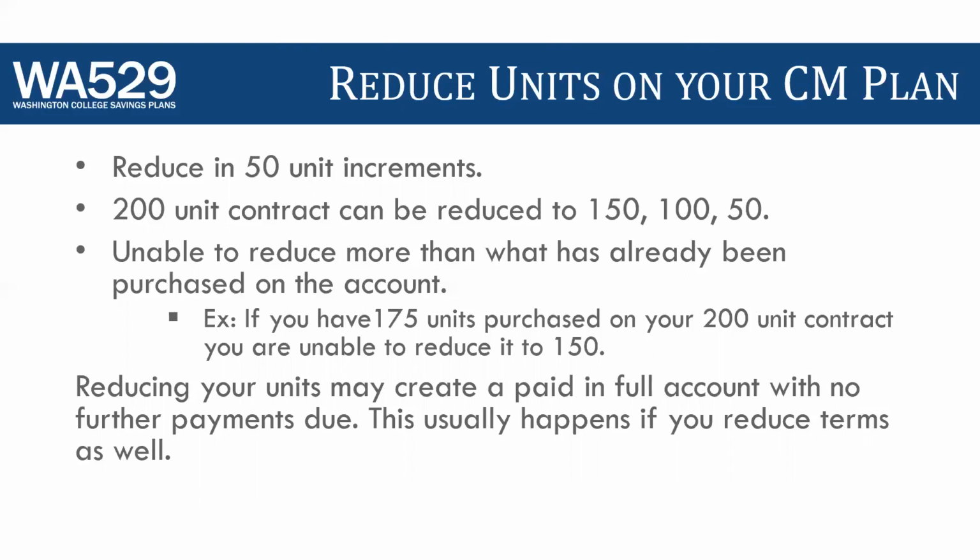You're unable to reduce more than what has already been purchased on the account. If you have a 200-unit custom monthly account, it can be reduced to 150, 100, or even 50 units. So for example, if you have 175 units purchased on your 200-unit contract, you're unable to reduce it to 150, so we would need to look at other options available for you. Reducing your account could possibly cause your account to be paid ahead by several months, or could create a paid in full account with no additional payments due.